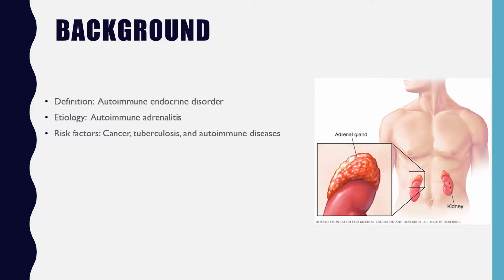Addison's disease is an autoimmune endocrine disorder that affects a minority of people across the globe. One of the most famous cases of someone with Addison's disease was President John F. Kennedy. Addison's disease, or primary adrenal insufficiency, is caused by autoimmune adrenalitis. Autoimmune adrenalitis results in the destruction of the adrenal cortex. Risk factors include cancer, tuberculosis, and other autoimmune diseases.